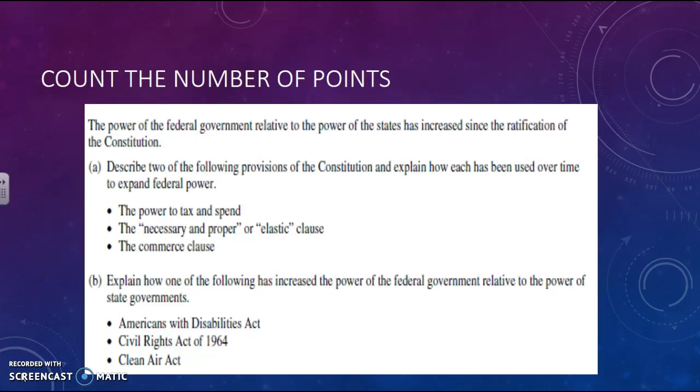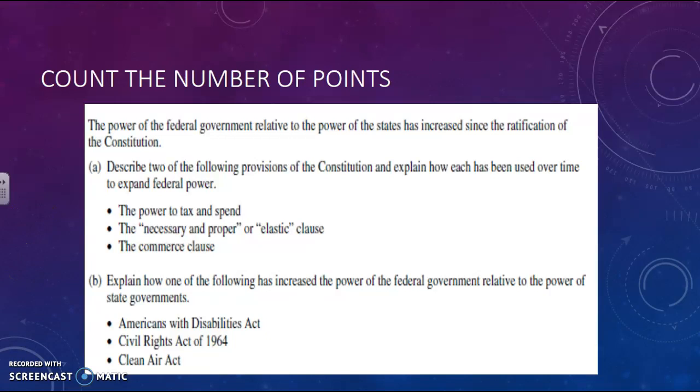The first thing that you want to do is, of course, know how many points there are in an FRQ. You'll notice that for each prompt, they will sometimes put a statement, such as the power of the federal government relative to the power of the states has increased since the ratification of the Constitution. That is your prompt here, and then you'll have 2 questions, sometimes a little bit more. Part A asks you to describe the following provisions of the Constitution and explain how each has been used over time to expand federal power. You have to describe 2 provisions, so that's 2 points, and then explain how each has been used over time to expand federal power. So in question A, you have a total of 4 points.